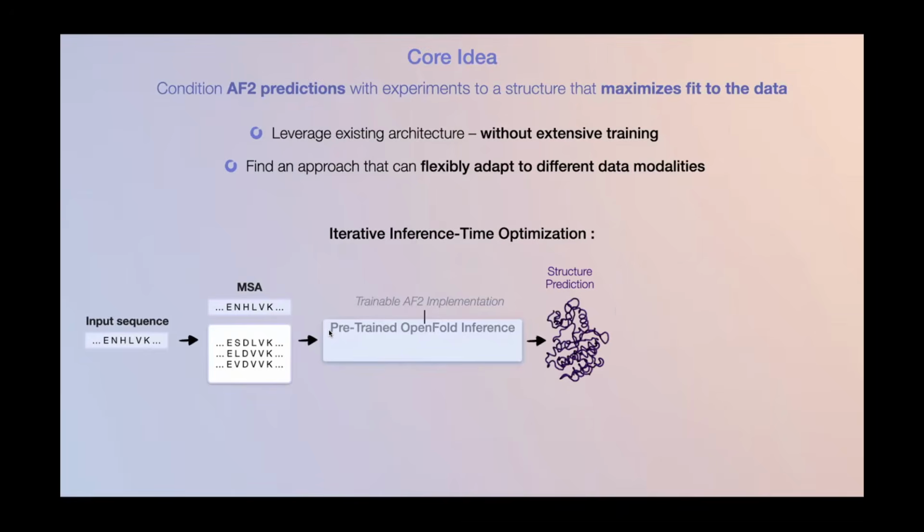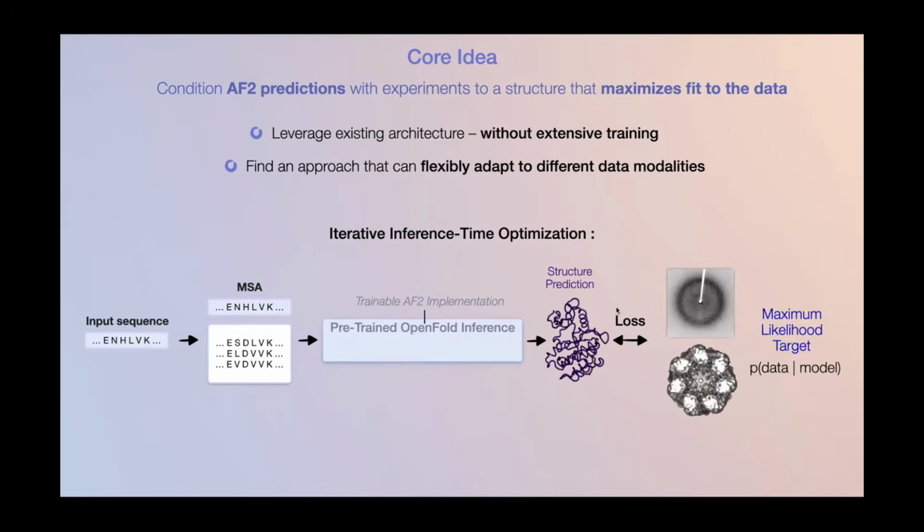And now, because we have this prediction and we have experimental data, we can formulate a typical refinement target of what the likelihood of the data is given this initial model. And this becomes possible to directly interface with the OpenFold framework because we have developed a differentiable pipeline that lets us maintain and do gradient backpropagation all the way through this process.